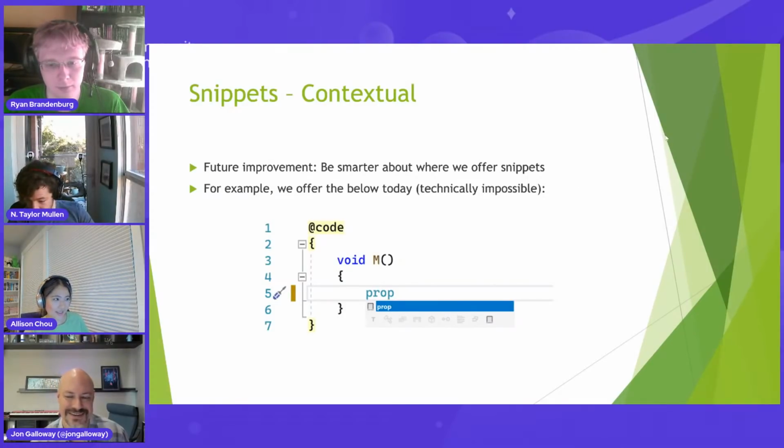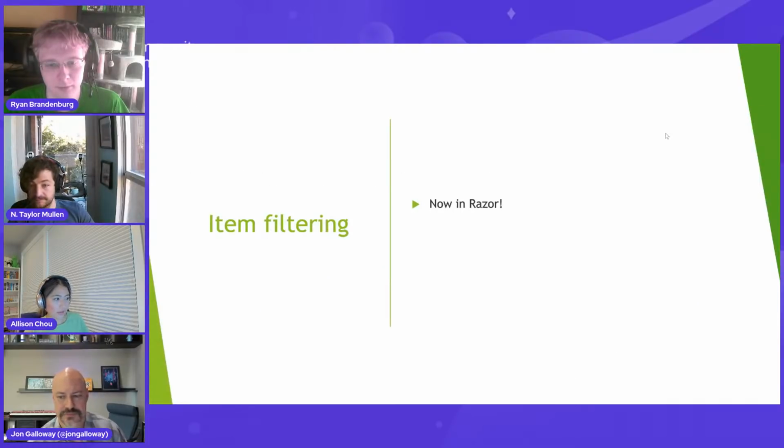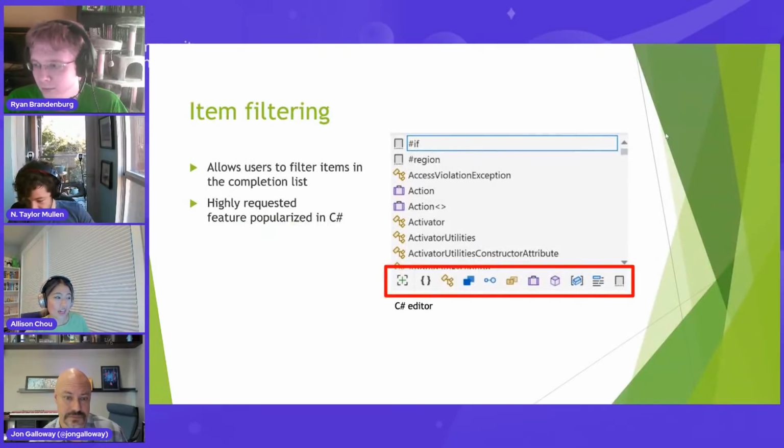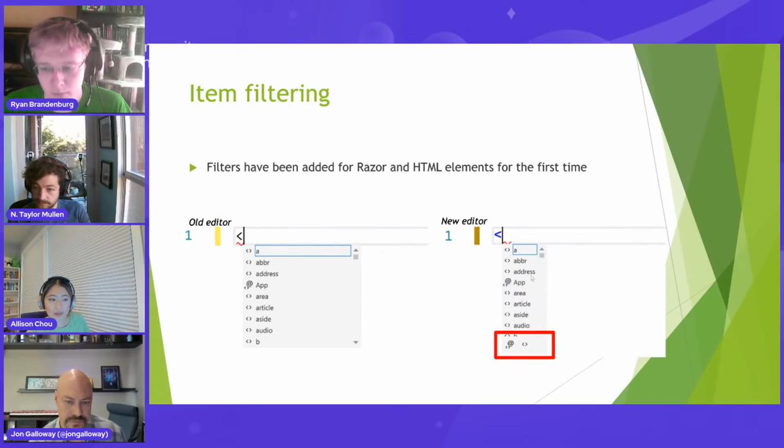Cool, great points there. In addition to snippets, we've also been doing a lot of work with item filtering. This is a new feature in Razor, taken from C#, and it allows users to filter items in the completion list. Since this is super popular in C#, we decided to bring it over to Razor. The item filtering is just this part highlighted in red here, which allows you to filter by, for example, methods, interfaces, etc. This is the before and after. The old Razor editor didn't have item filtering, but now we do.